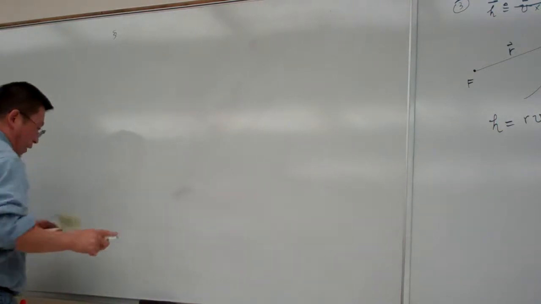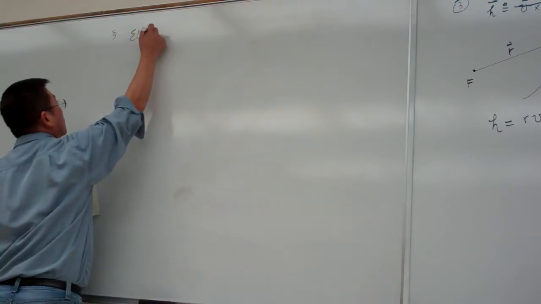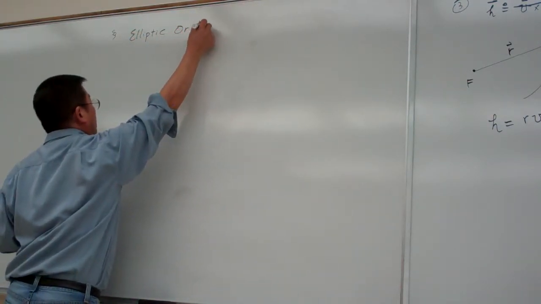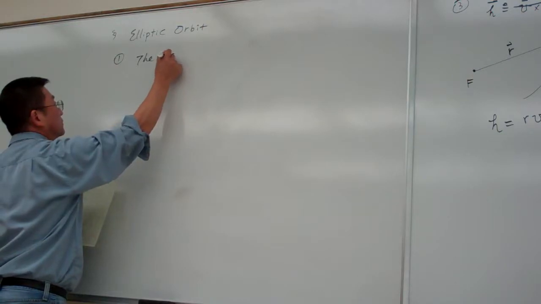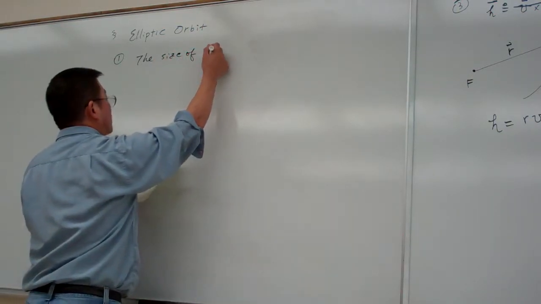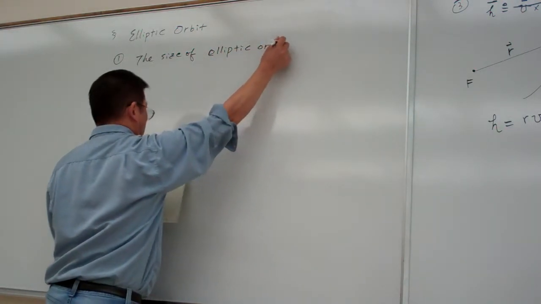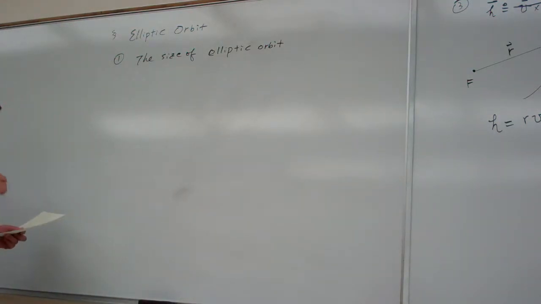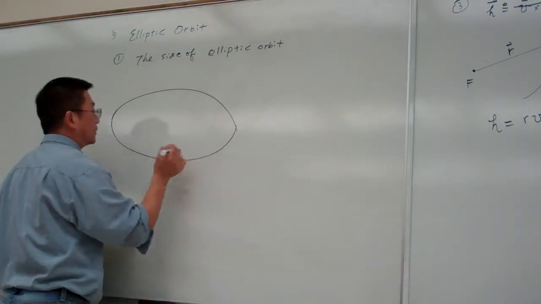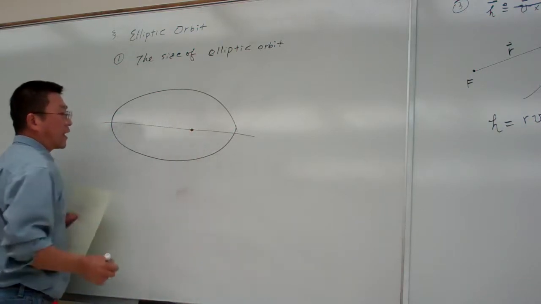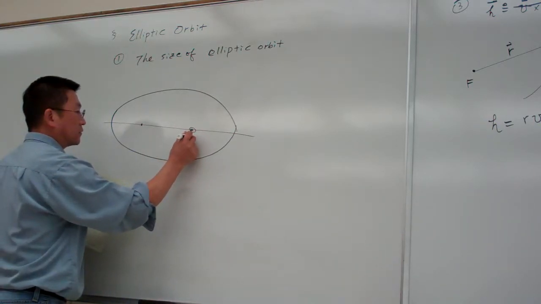So now I'm going to talk about the individual orbits. The first one is the elliptic orbit. The first topic is the size of the orbit. So here, this is the orbit. This is the occupied focus. This is the vacant focus here.